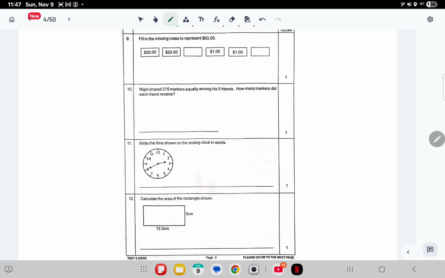Number 9. Fill in the missing notes to represent $63. So we know we have $2 here, so this last one needs to be another dollar to get the $3. And this is 20, and 20 is 40, and then 20 again will give us 60. So it's a $20 bill and a $1 bill.